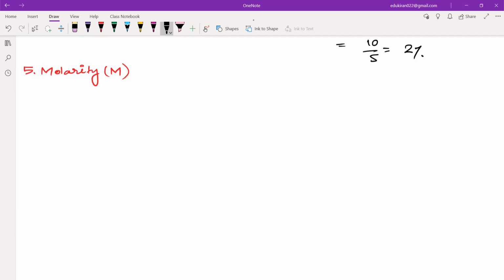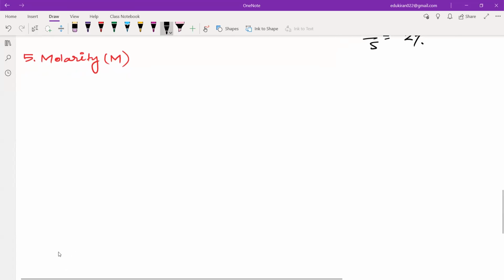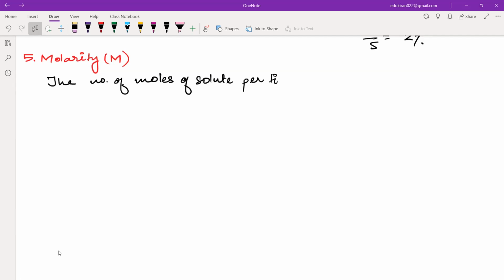Yes, sir. Right. See, next is molarity. Molarity you have already seen in class 11. So what is molarity? One line definition that you should always remember is the number of moles of solute per liter of solution. Okay. So by this definition, what will be the formula?